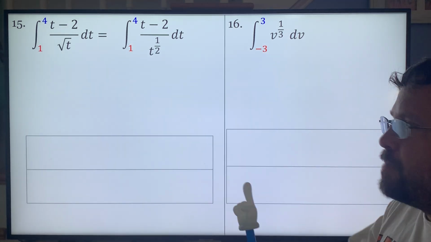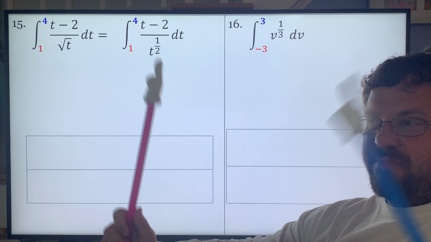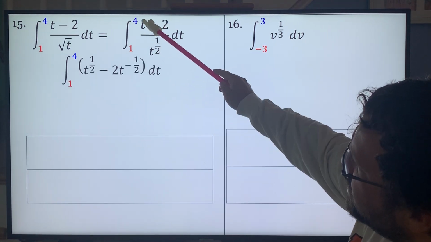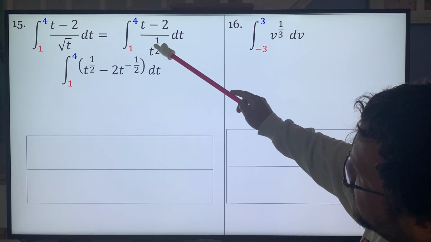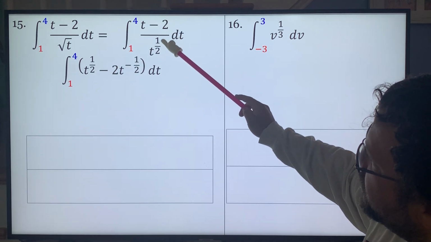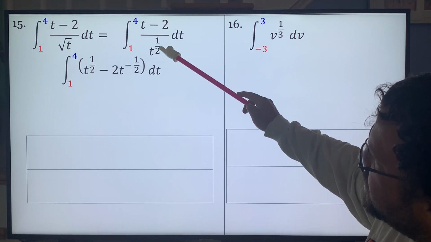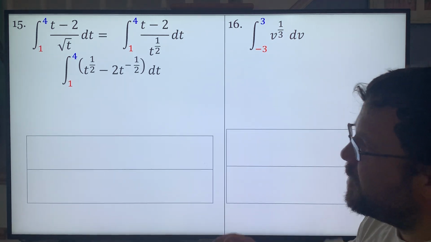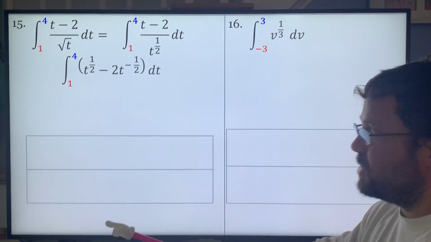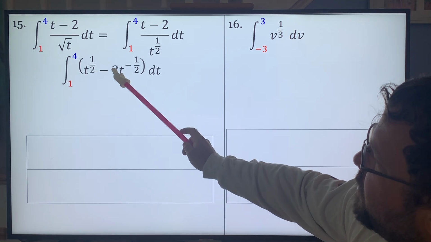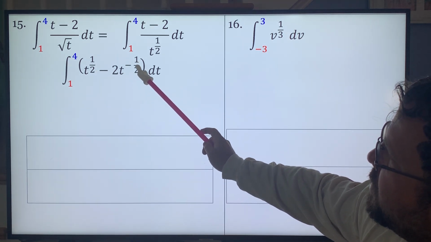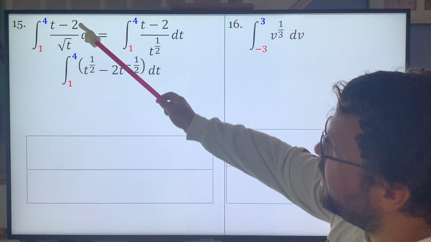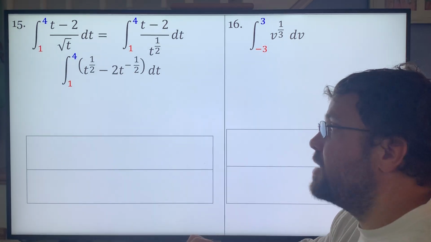I'll give you a hint. Is that a good hint? No. You split it up. You can divide both of these by t to the 1/2. So t divided by t to the 1/2, 1 minus 1/2 is t to the 1/2. -2 divided by t to the 1/2 is -2 t to the -1/2. So you just divided both these numbers by the denominator, as we did many times this year. Now you're left with t to the 1/2 minus 2t to the -1/2. These are all equal, just written different ways. But we can't integrate this or this, but we can integrate that. That's why we did this.